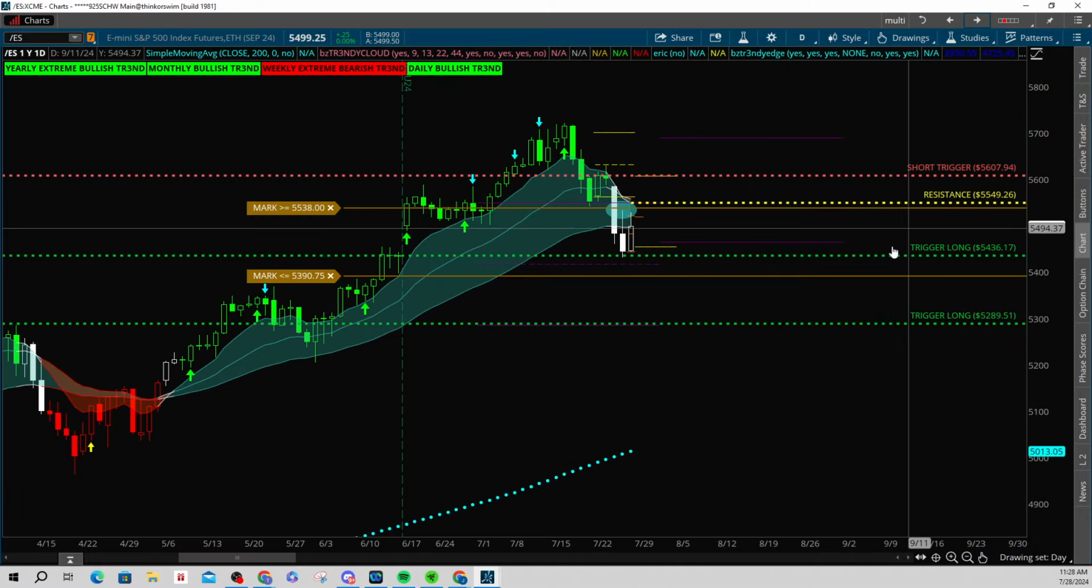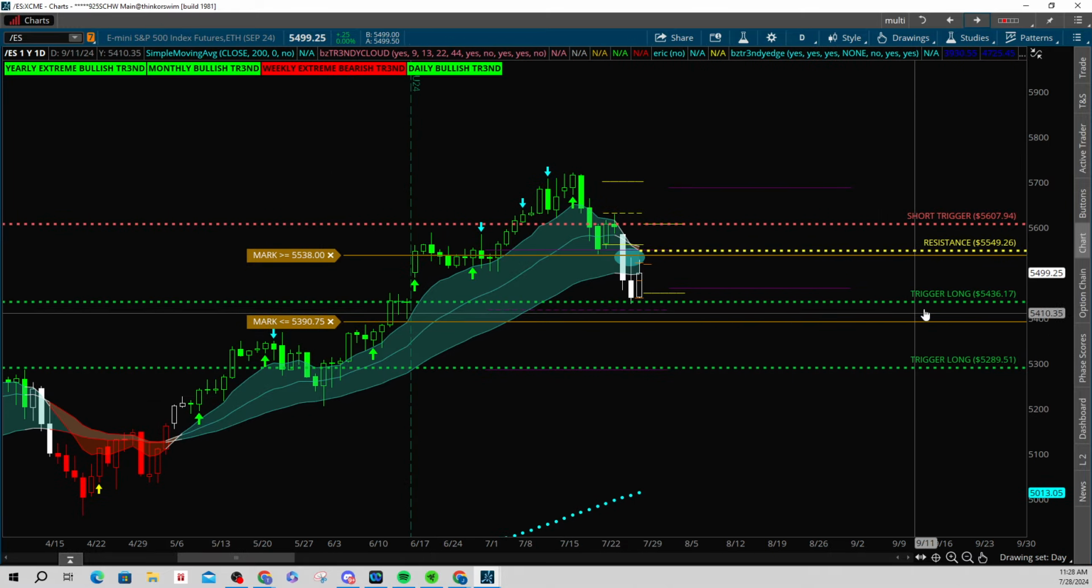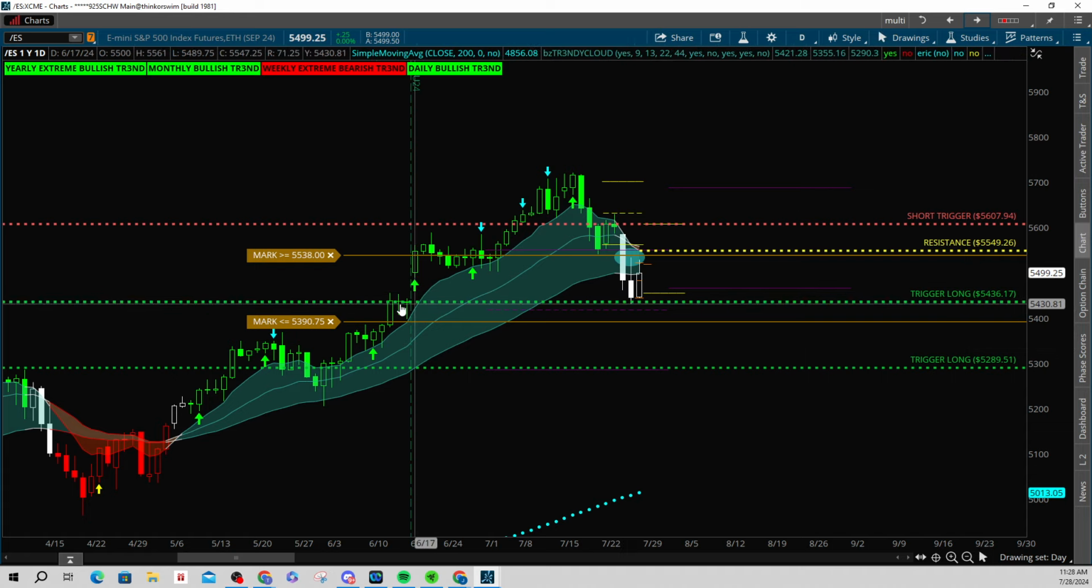Let's go ahead and move into the daily. This is where you have your buy and your sell triggers and your resistance level. Notice that I have my trigger long here at 54.36. It's at the inside and up formation. It's that gap fill.